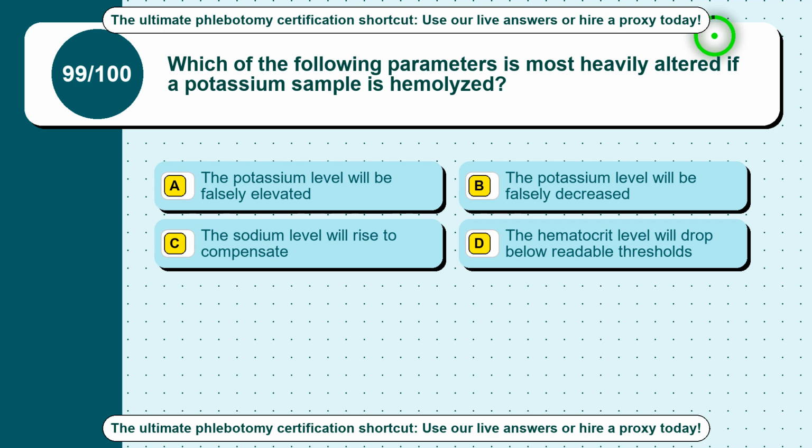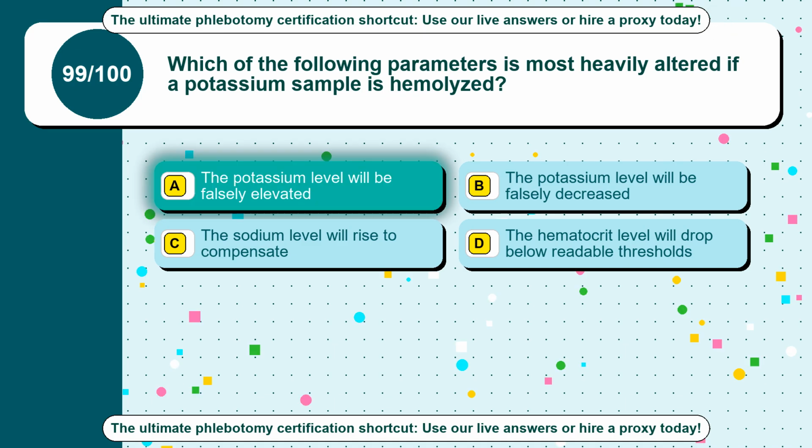Question 99. Which of the following parameters is most heavily altered if a potassium sample is hemolyzed? Option A. The potassium level will be falsely elevated. Option B. The potassium level will be falsely decreased. Option C. The sodium level will rise to compensate. Option D. The hematocrit level will drop below readable thresholds. The correct answer is option A.